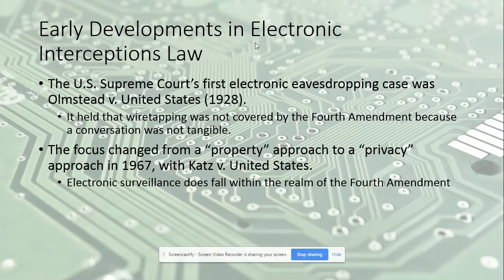Okay. So right here we're talking about Olmstead versus the United States, which you remember from our discussion a week or two ago. Olmstead v. the United States was the first electronic eavesdropping case. Basically, it said that the wiretap was not covered by the Fourth Amendment, so no search warrant was needed, and the Fourth Amendment was not violated because the conversation that Olmstead had was not a tangible item of evidence that could be seized. But then, like I mentioned a moment ago, in 1967, under Katz v. United States, the focus changed from a property approach to a privacy approach, where they said electronic surveillance does fall within the realm of the Fourth Amendment.